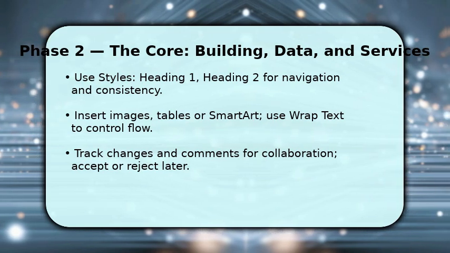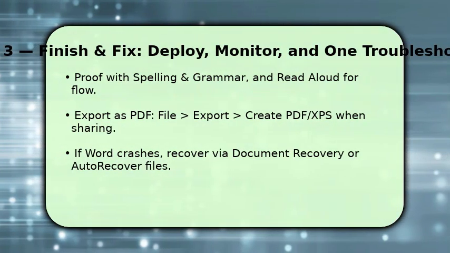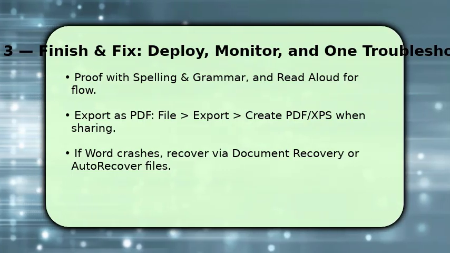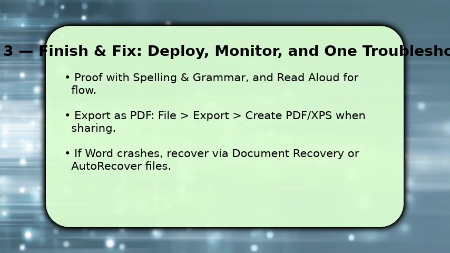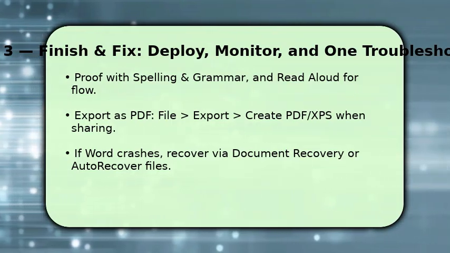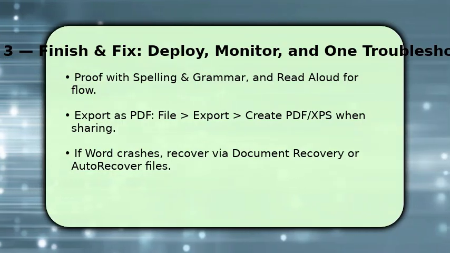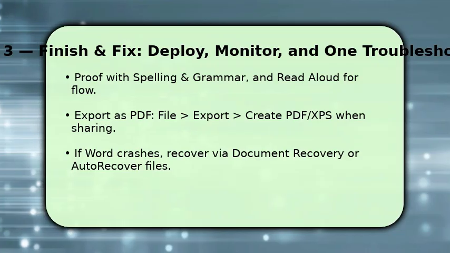To finish, run spelling and grammar and use Read Aloud to catch awkward phrasing. Hearing text reveals flow issues. Once done, set headers, page numbers, and update the table of contents, then export as PDF via File, Export. Create PDF/XPS for sharing. Save a final copy to OneDrive for version history.